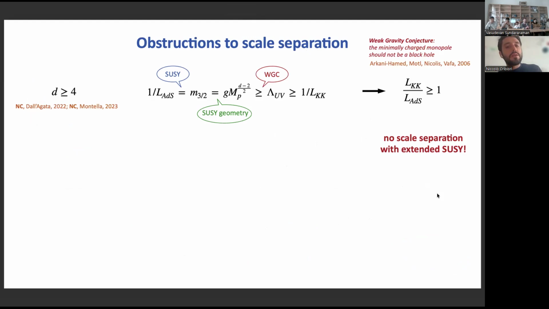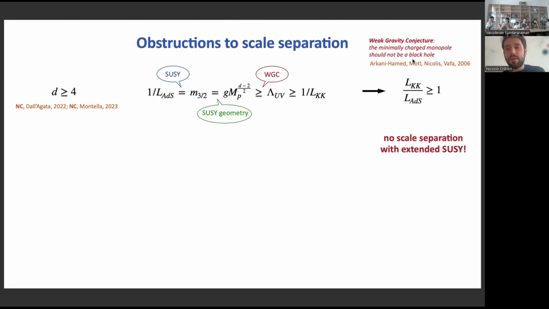Okay, this is the way we try to construct the models, but also let me review briefly how we can give arguments to forbid the presence of scale separation. I mentioned at the beginning the weak gravity conjecture, which, in the way I will use it, at least, is the magnetic version, since there is an electric and a magnetic version. The way I will use it is the statement that a minimally charged monopole should not be a black hole.